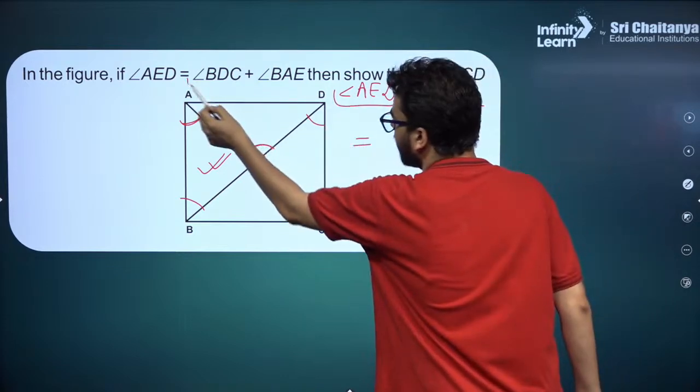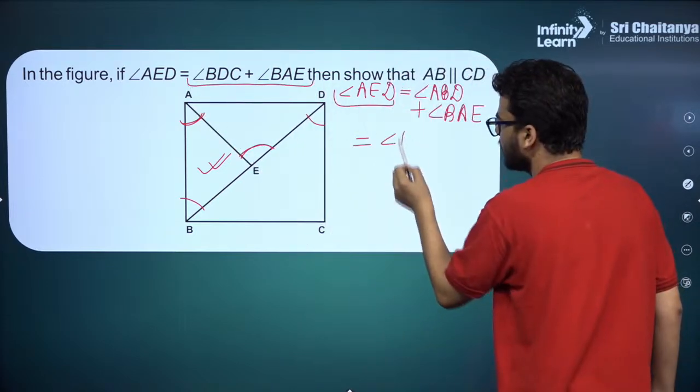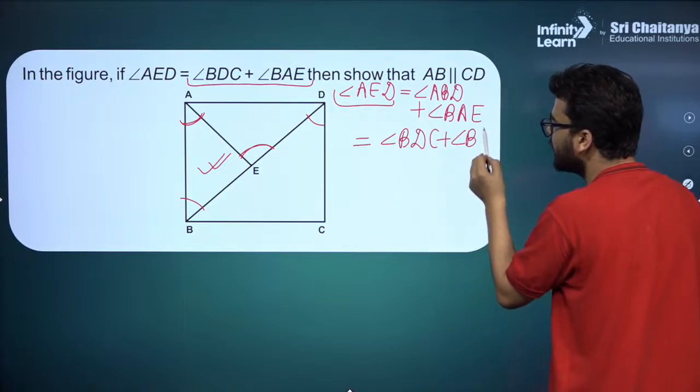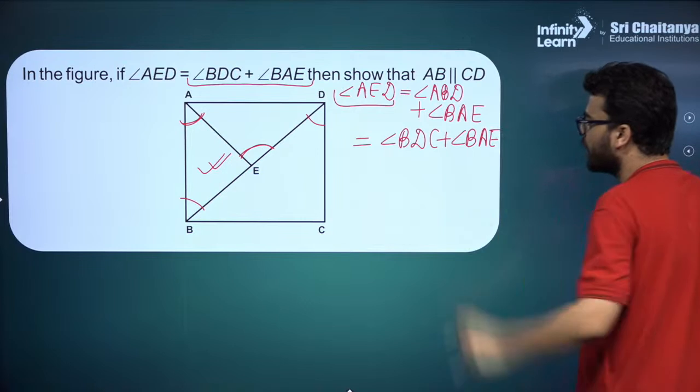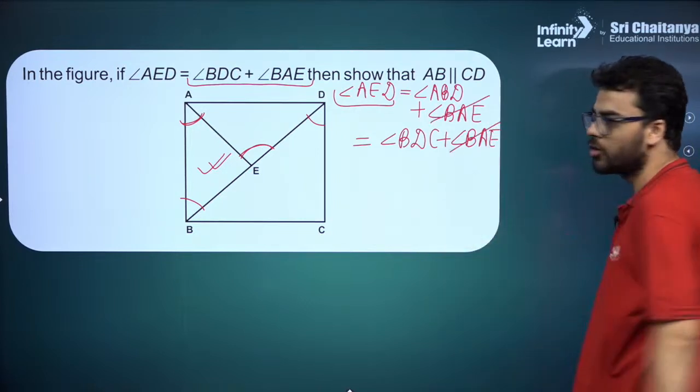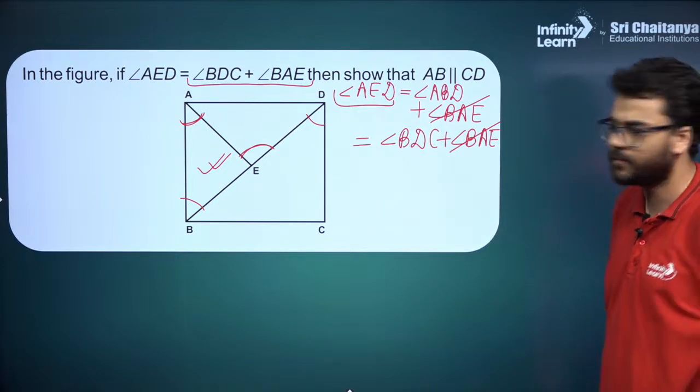AED is given to be equal to BDC plus BAE. Isn't it given? Just read the question properly. It is already given over here. So can I cancel out BAE from both the sides of the equation? That we can do. That is correct.